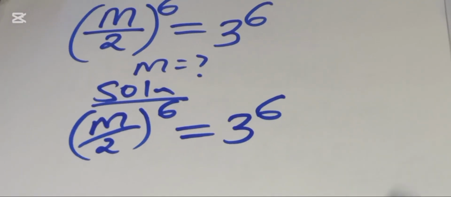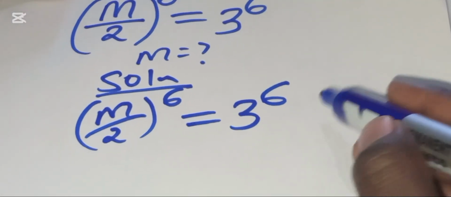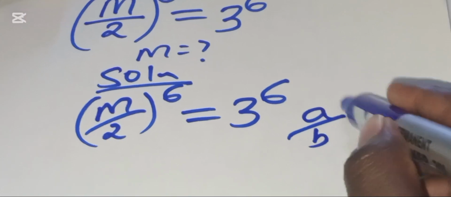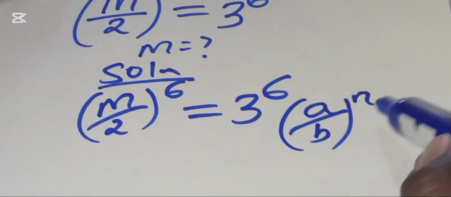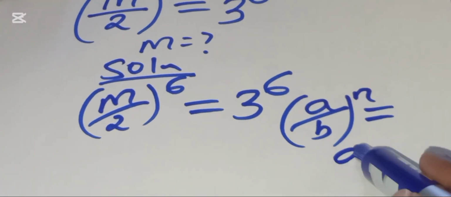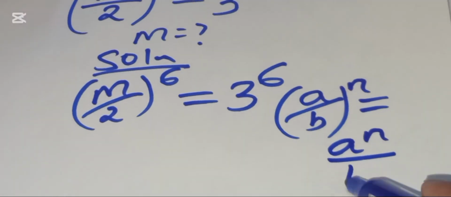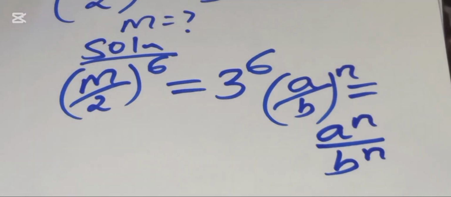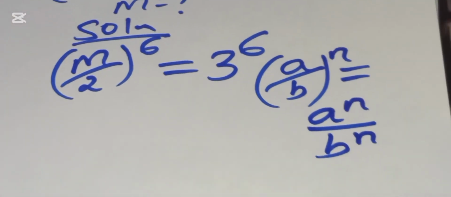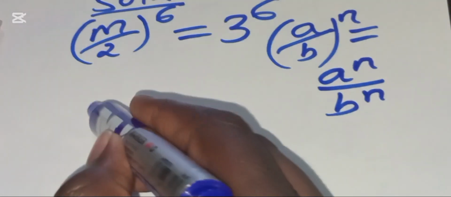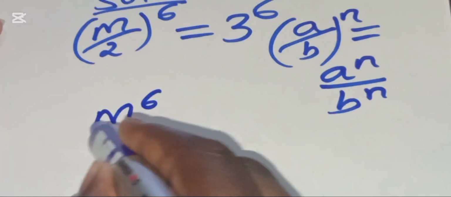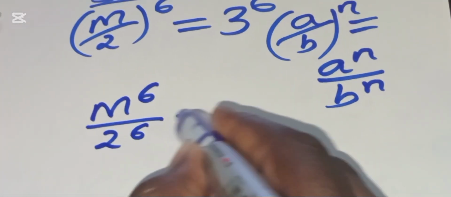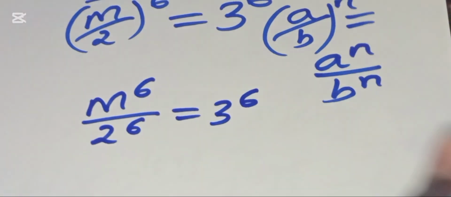Now as you can see, m divided by 2 raised to power 6 is in the form of a divided by b raised to power n, which we can express as a raised to power n divided by b raised to power n. Applying this property, you will have m raised to power 6 divided by 2 raised to power 6, which is equal to 3 raised to power 6.